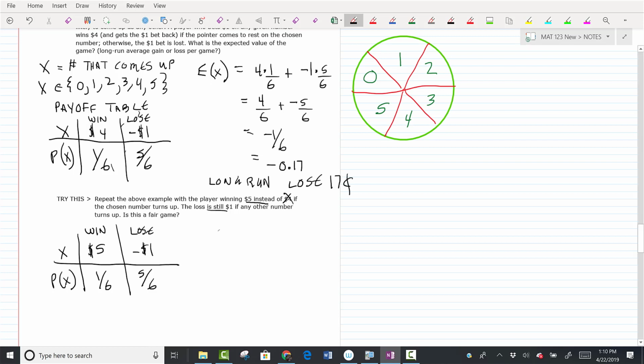So let's go ahead and do the expected value on this. You do exactly the same thing. You do 5 times 1/6, then you do plus -1 times 5/6.